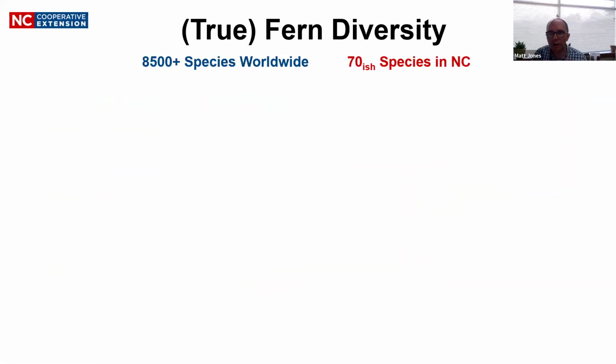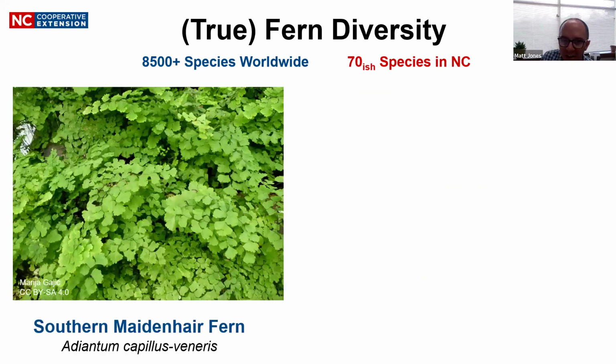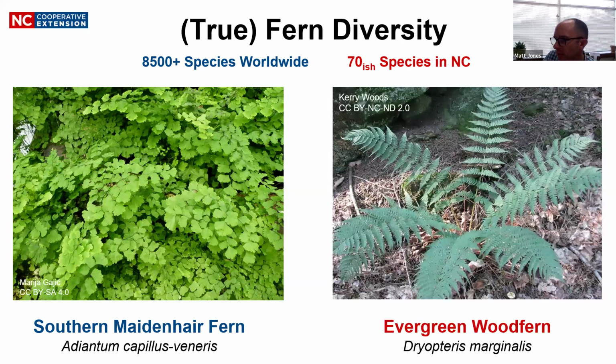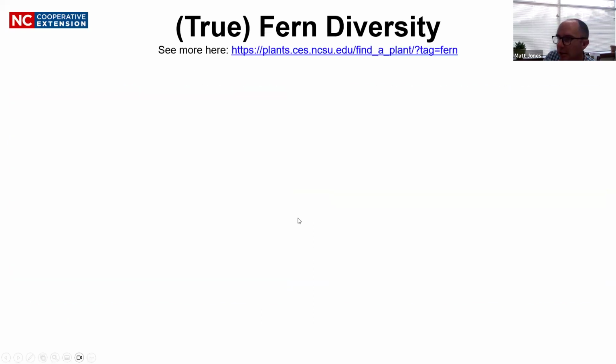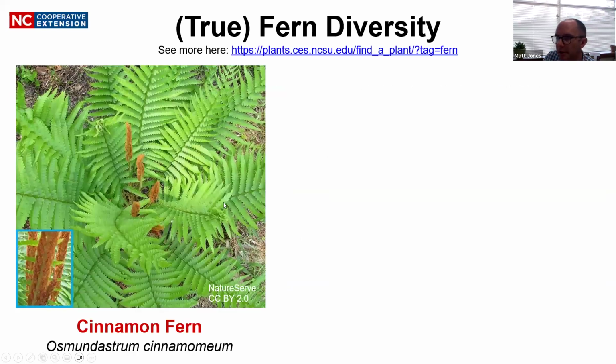There are well over 8,000 species of ferns worldwide, about 70 in North Carolina. Here are a few of my favorites. We've got southern maidenhair fern, Adiantum capillus-veneris, which is fun to say. A very common plant in horticultural contexts, but there's a species of it native here. Evergreen wood fern is another beautiful example that does well in our conditions if you can get a hold of it, Dryopteris marginalis. My absolute favorite horticulturally is cinnamon fern. This is native to the coastal plain. You can find some at the NC Botanical Garden though.